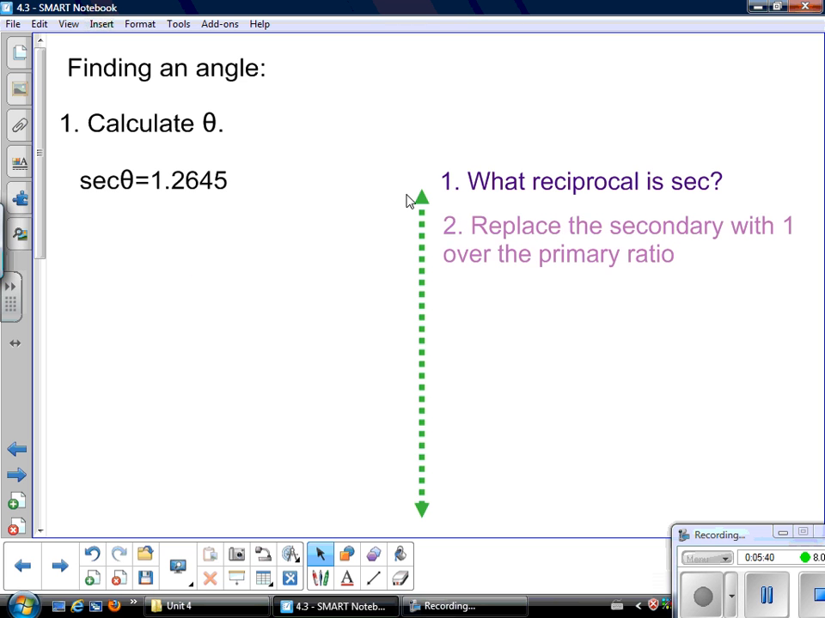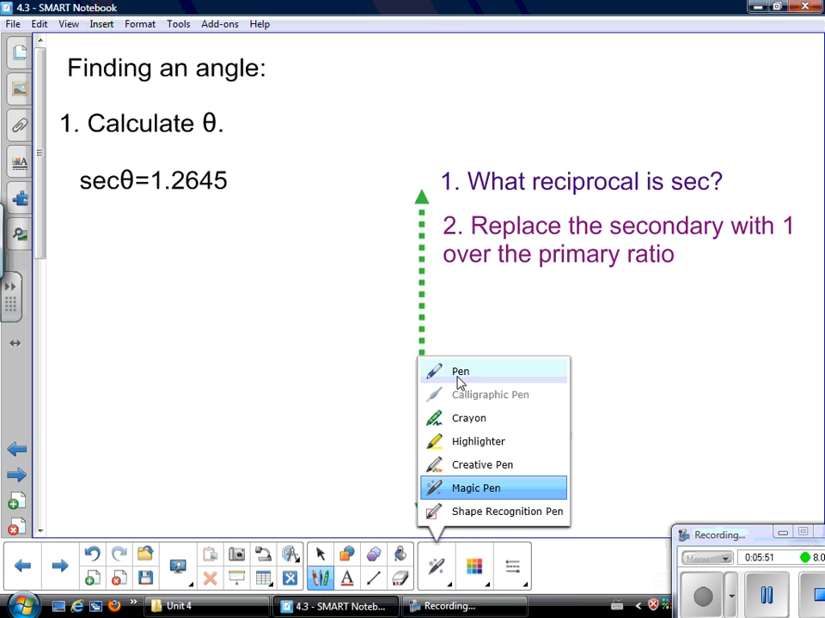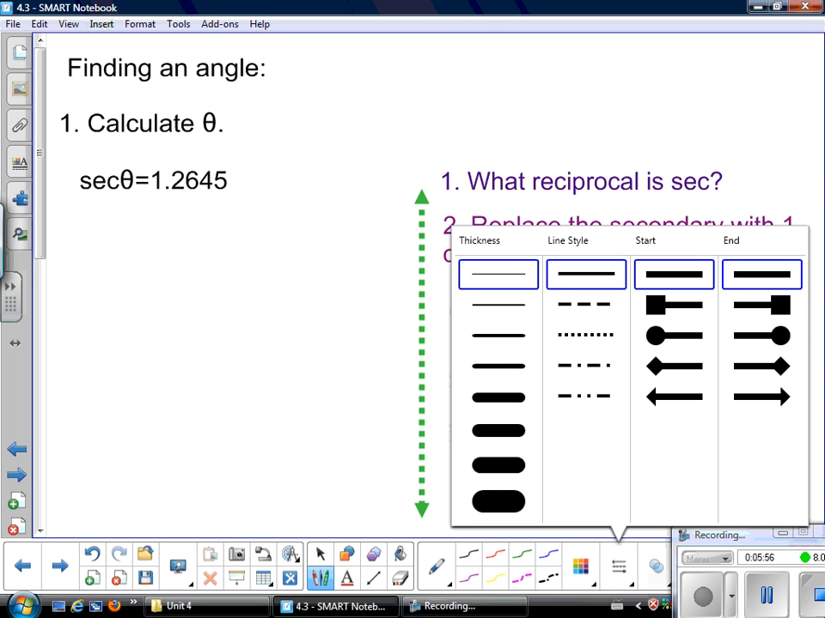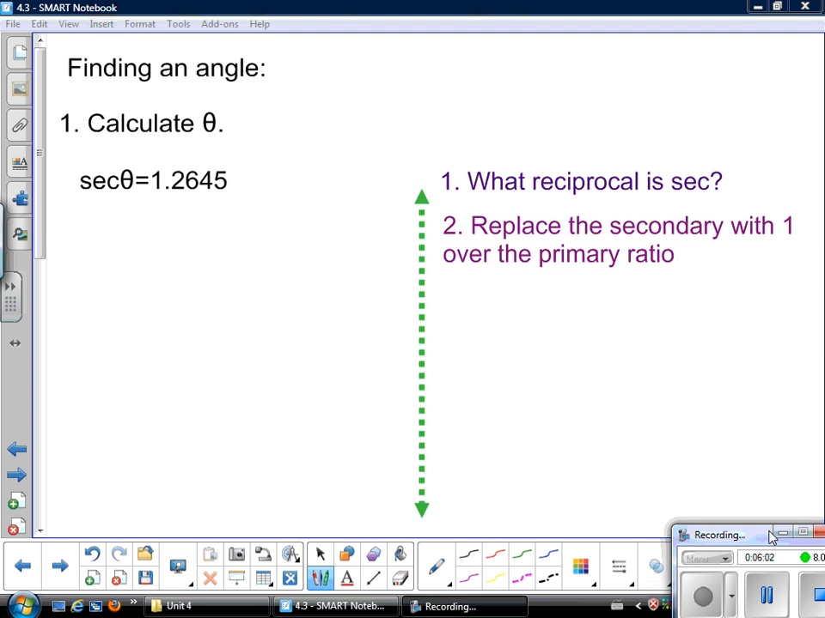So the second step is I'm going to replace this secondary with 1 over the primary. So this is exactly what I'm going to do. I'm going to get a pen now to do this, and I'll do it in green just because I like green. So it says to replace the secondary with 1 over the primary, because that is what a reciprocal is. That means that secant theta is the same as 1 over cos of theta, and that means that's equal to this.